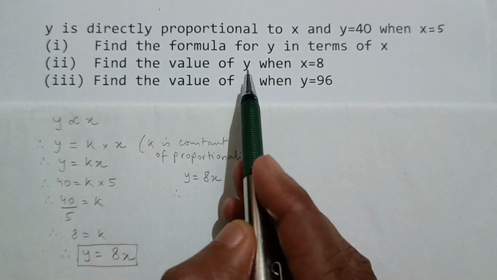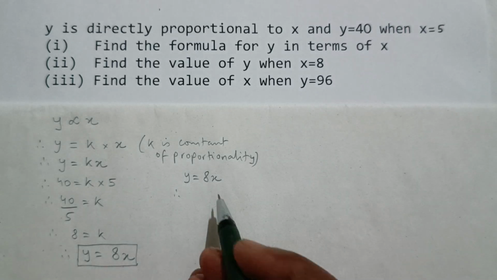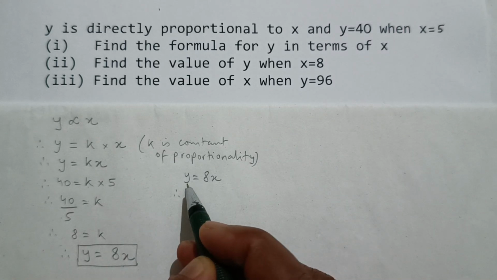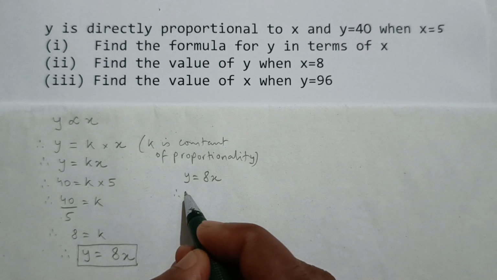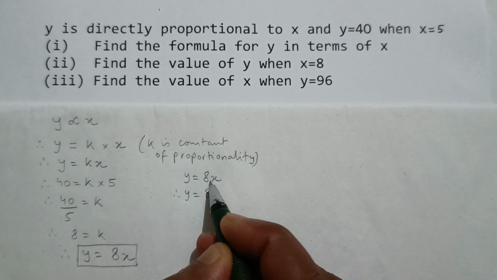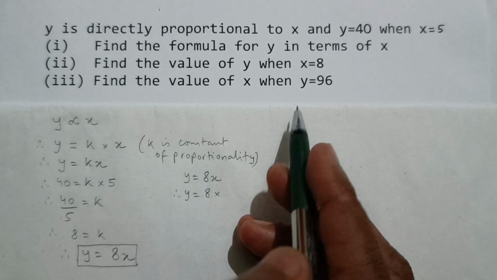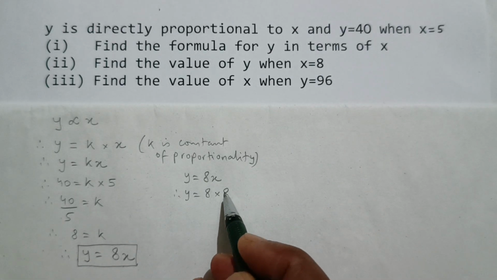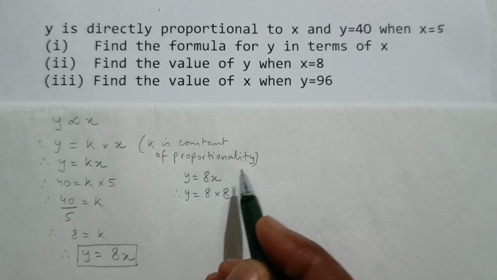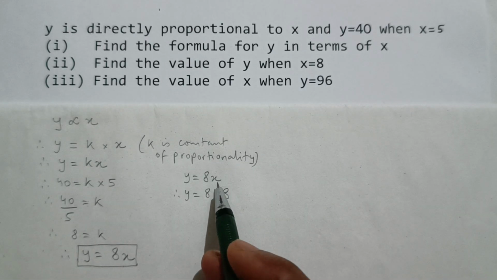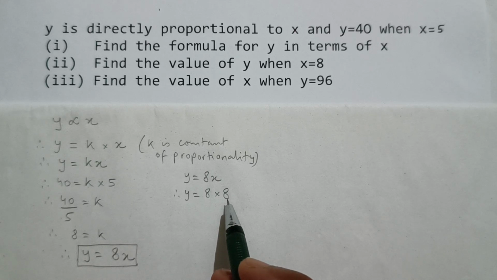Now we have to find the value of y when x equals 8. So when the x value is 8, what is the value of y? Let's find that. y equals 8 multiplied by x. Now the value of x is 8, so 8 multiplied by 8. Instead of x, write the value of x, which is 8.